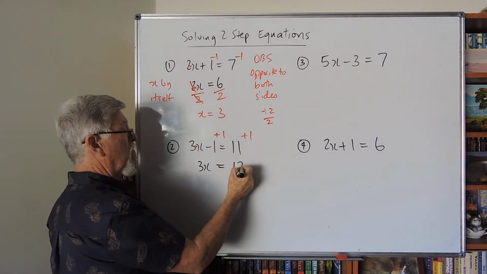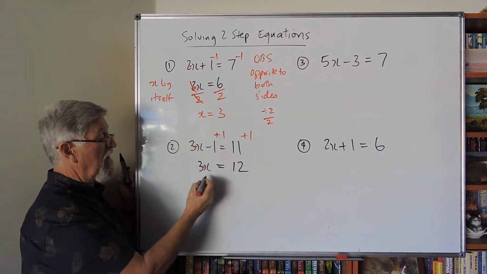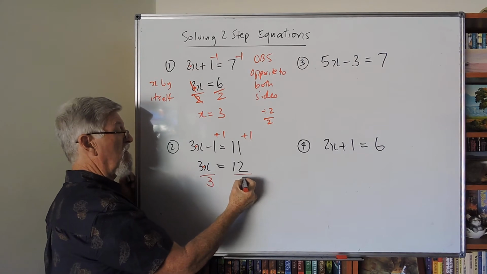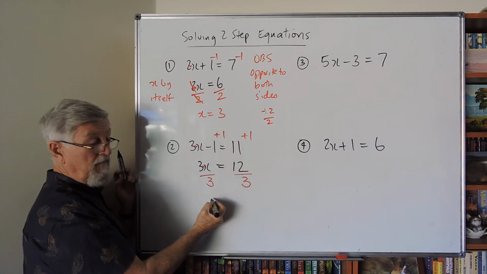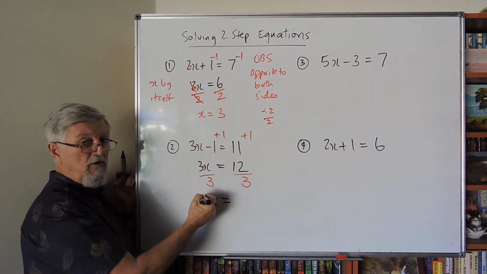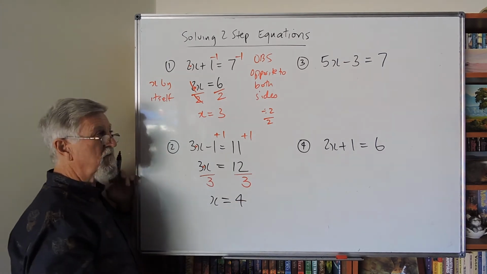11 plus 1 is 12. Now I've got to multiply between the 3 and the x. How do I get rid of a times by 3? I divide this side by 3. I divide that side by 3. So now we go 3 into 3 is 1. I don't have to write the 1. Can cross them off if I wanted to. How many times is 3 going to 12? Is 4. So method works.